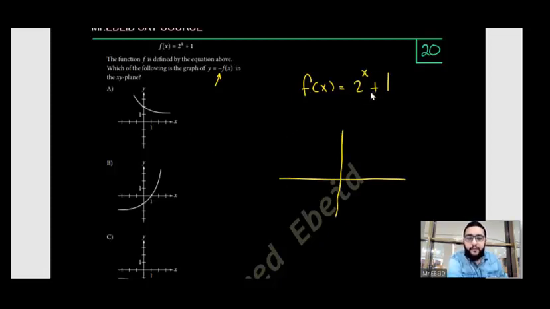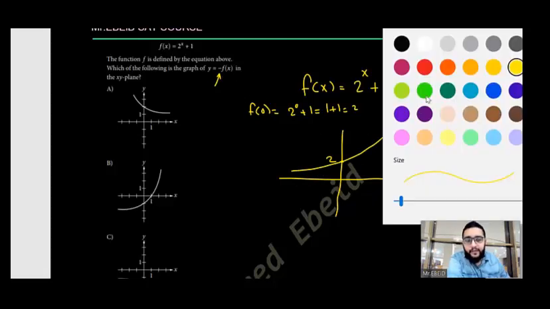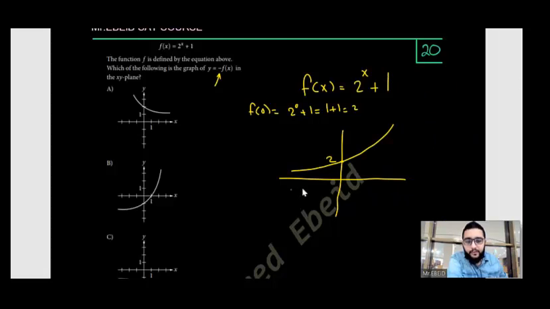If you want to find the y-intercept, put x equals 0, so f of 0 equals 2 to the power of 0 plus 1. 2 to the power of 0 equals 1, so 1 plus 1 equals 2. So this is 2, and we can graph it like that. We have a negative sign here, so we reflect it. So it will be like that.